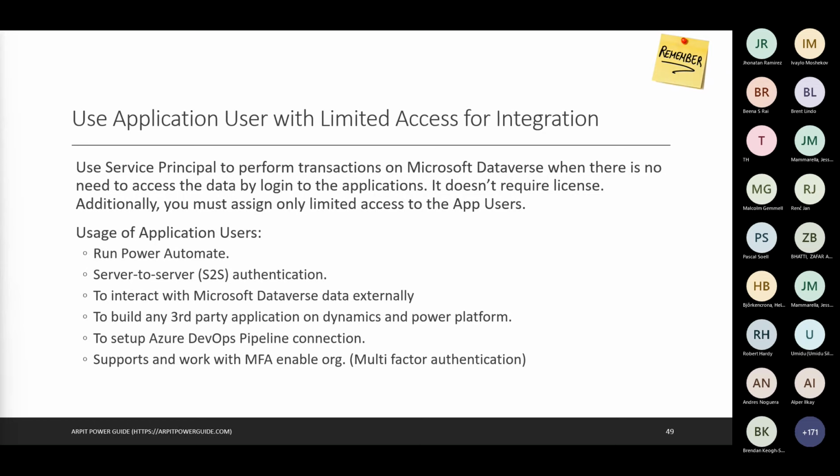Otherwise, if the user left the organization or if your user is disabled, all your Power Automate flows will also be in the disabled mode. So use it if you want to create any server to server authentication, if you have to interact with the Microsoft Dataverse data externally using any sort of application where there is no need to log into the application, to build a third-party application, DevOps pipeline connections or multi-factor authentication. For these kinds of requirements you can go with the application user.